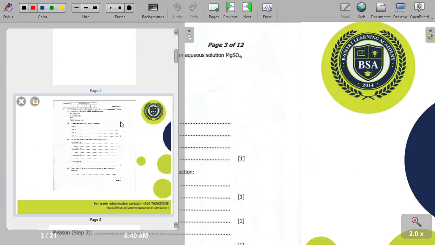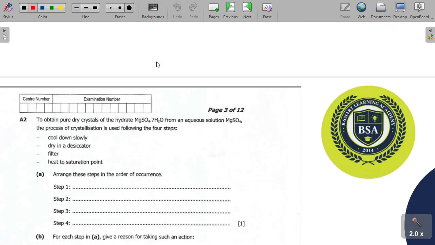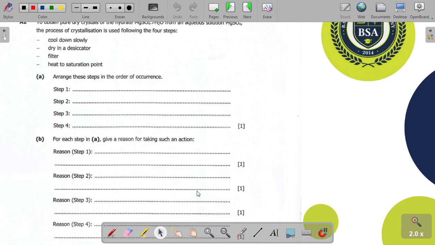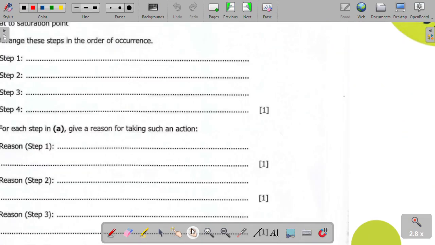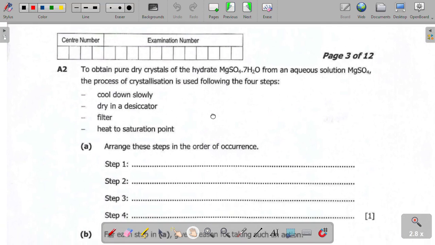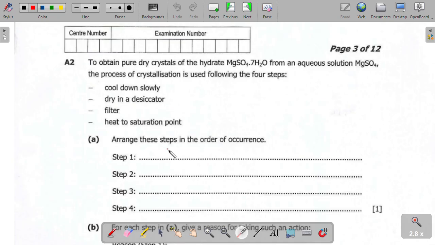Okay, so this is the question. Let me just zoom so that we read the question and begin to answer. Okay, so here is the question paper. A2, to obtain pure dry crystals of the hydrate, which is magnesium sulfate heptahydrate, from an aqueous solution of magnesium sulfate, the process of crystallization. Let me underline this word, crystallization.